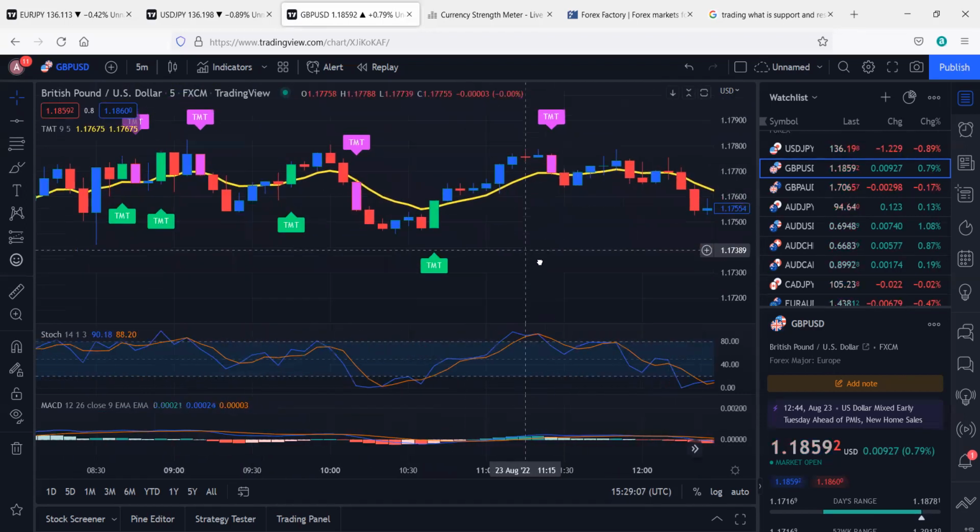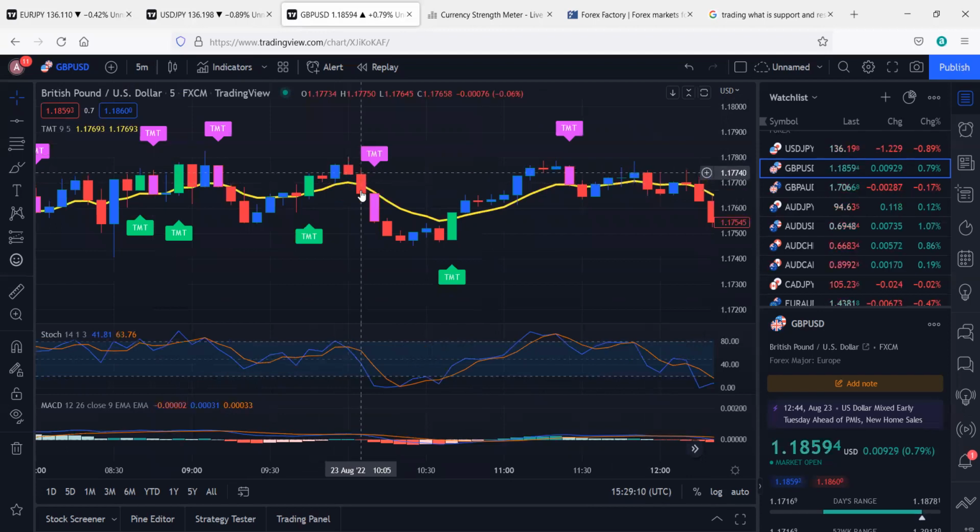There is one here as well now. This red candle crossed the yellow trend line. As you can see, it crossed it below, in a downwards direction, and it closed below the yellow trend line, as you can see here.